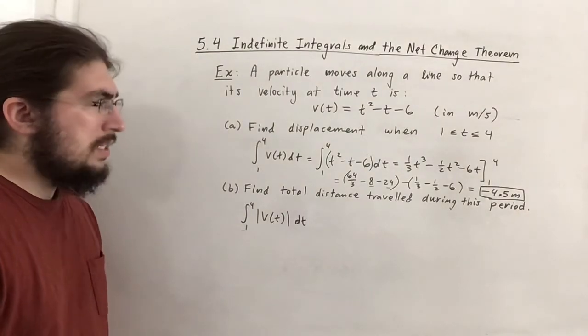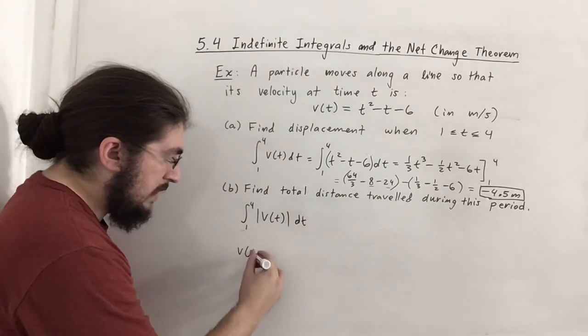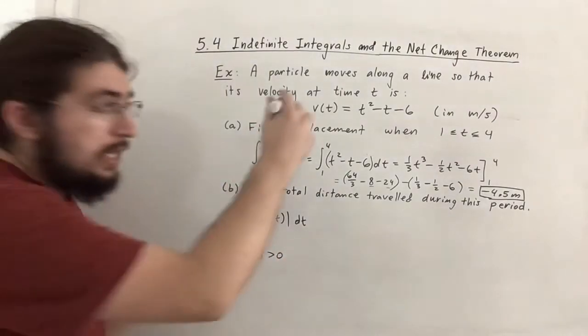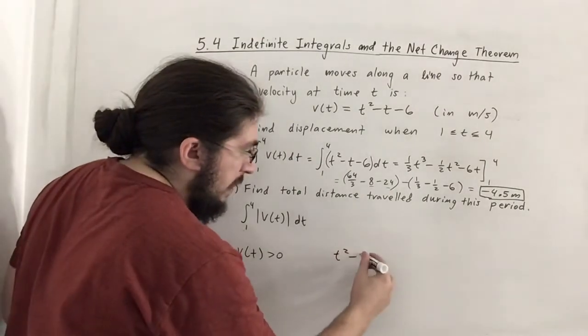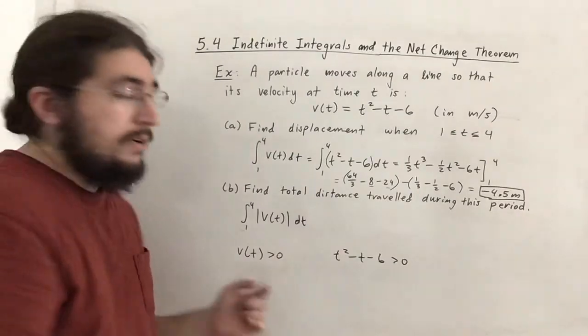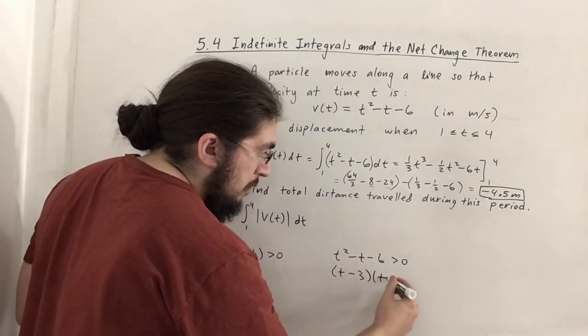That'll, I think, help a little bit. But now, to find out where it's positive or where it's negative, we need to solve this inequality here. And to do that, we'll consider what v of t actually is. Notice it's t squared minus t minus 6. And luckily for us, this can actually be factored. It factors as t minus 3 times t plus 2.